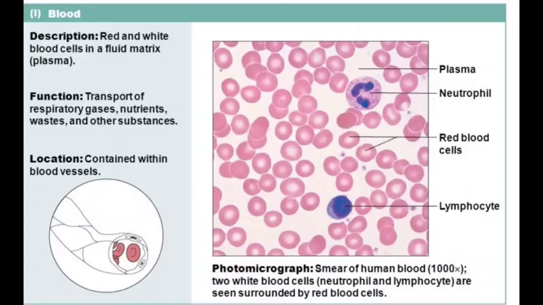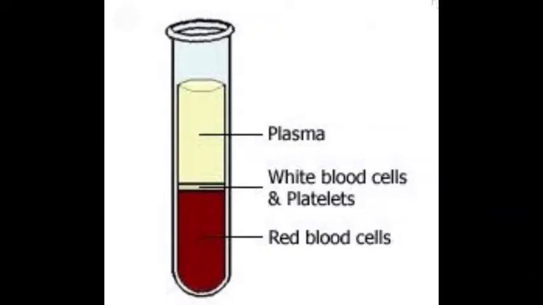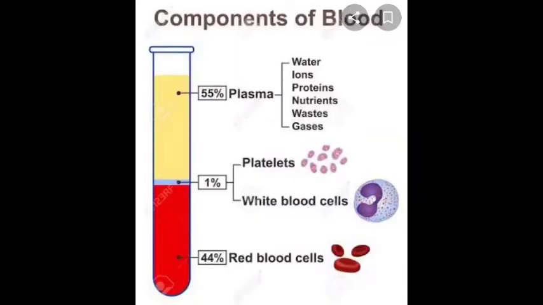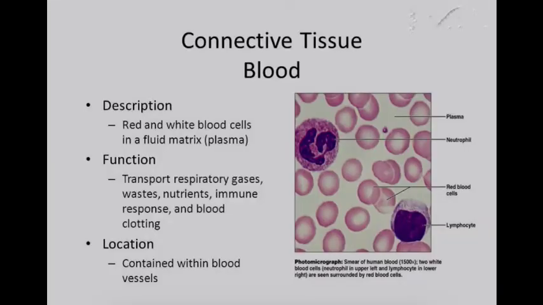Blood has a fluid liquid matrix called plasma, in which red blood cells, RBCs, white blood cells, WBCs and platelets are suspended. The plasma contains proteins, salts and hormones. The function of blood is to transport gases, digested food, hormones and waste materials to different parts of the body.